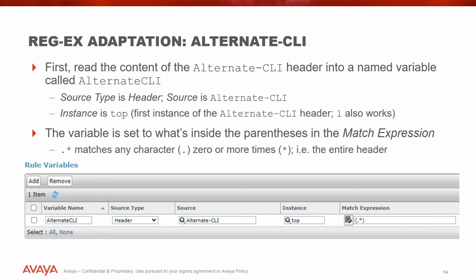You put parentheses around it. The part in parentheses will be what gets stuffed into the variable. So you could specify a larger match expression, but you only want part of it in the variable. Just whatever's inside the parentheses is what goes into the variable. In this example, we're taking the entire alternate-CLI header, sticking it in the variable.